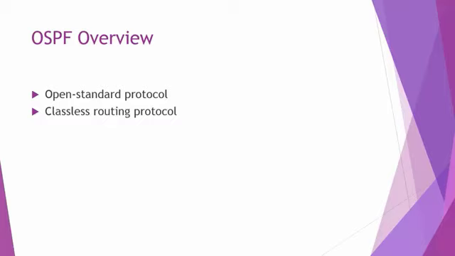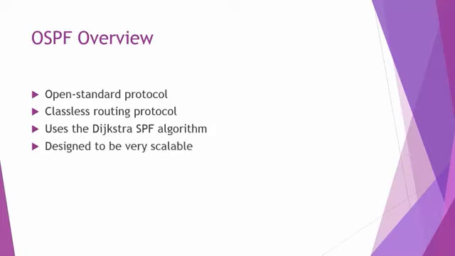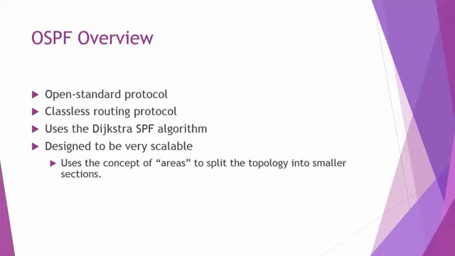The OSPF protocol is one of the most complex routing protocols that can be deployed in modern networks. It is an open standard protocol and a classless routing protocol, so that allows it to support VLSM. It uses the Dijkstra SPF algorithm to select loop-free paths throughout the topology. OSPF is designed to be very scalable because it is hierarchical in nature, using the concept of areas to split the topology into smaller sections.